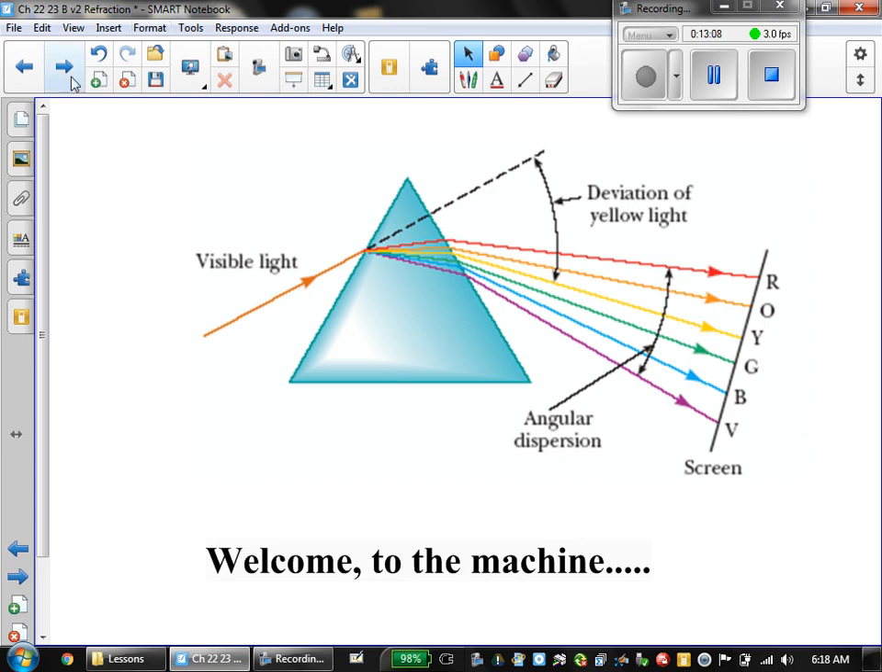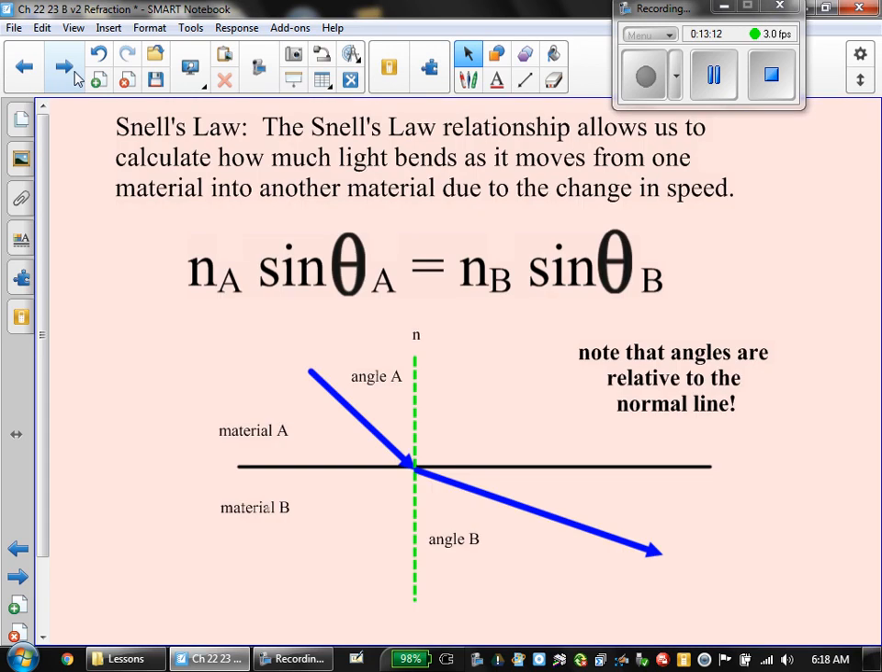Now, this is the key law. This is called Snell's law. And this is the mathematical relationship that lets us link the index of refraction of one material and the angle it's coming in that material, and the index of refraction of the other material and the angle it's going out in that material. So this is n_A sine theta A equals n_B sine theta B. Some people use numbers, 1, 1, 2, 2, but I use A's and B's. It doesn't really matter. I always call A the one it's in and B the one it's going into. And again, notice that all of our angles are measured relative to the normal line. So this is known as Snell's law.